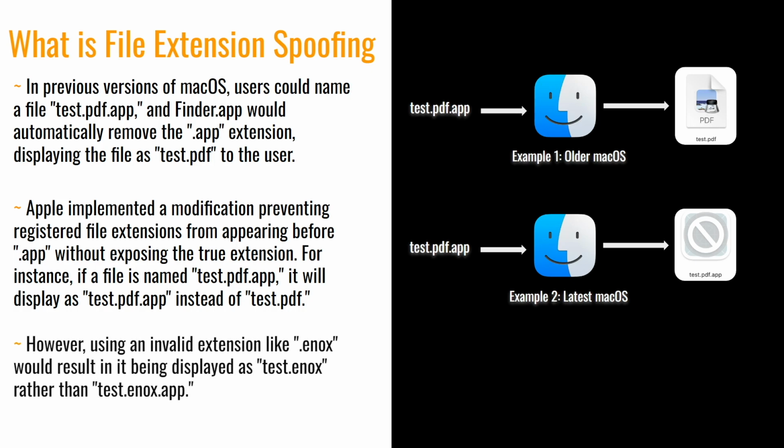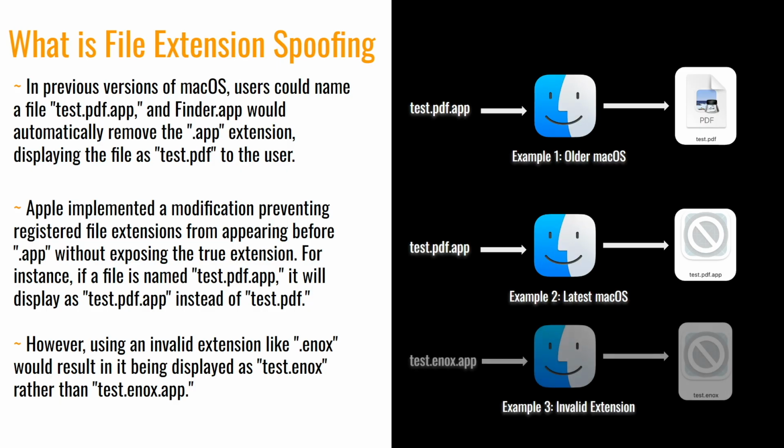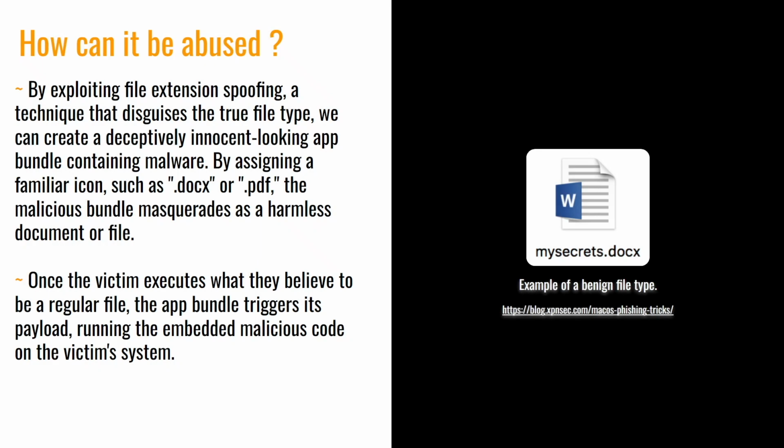However, using an invalid extension like .enox would result in it being displayed as test.enox rather than test.enox.app, as seen in the example on the right-hand side. How can it be abused?